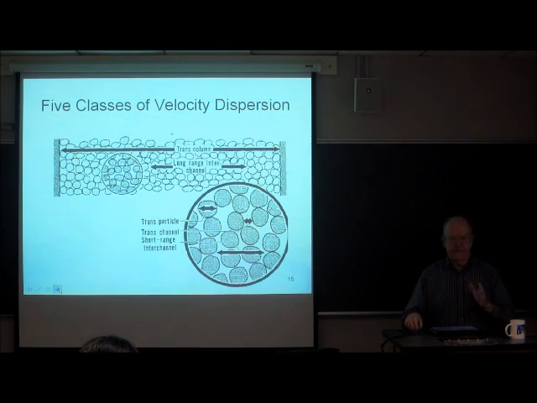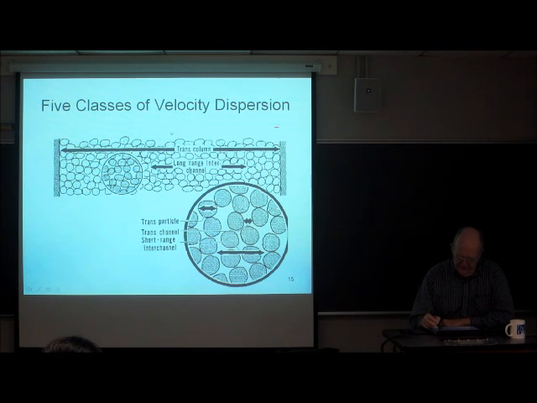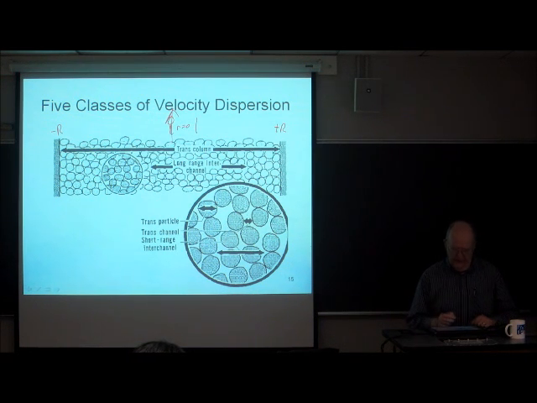This is the inside of a column, and you could think of this as the positive and the negative radial position. And right here is the center of the column. That would be R equal to 0. And the flow direction is that way.